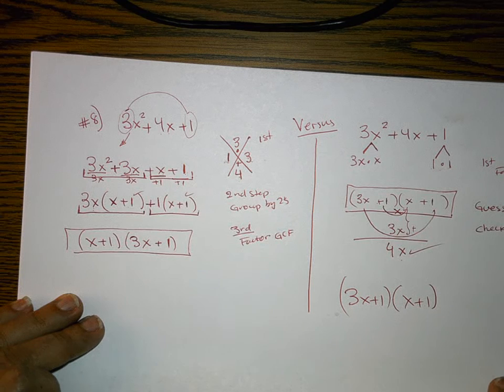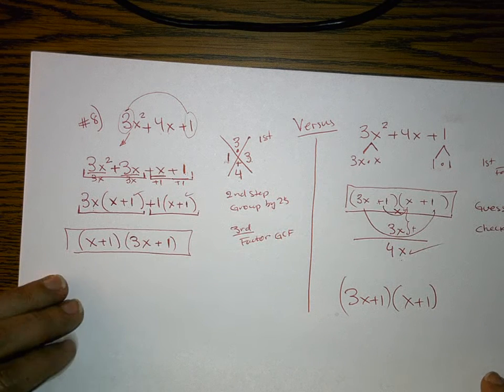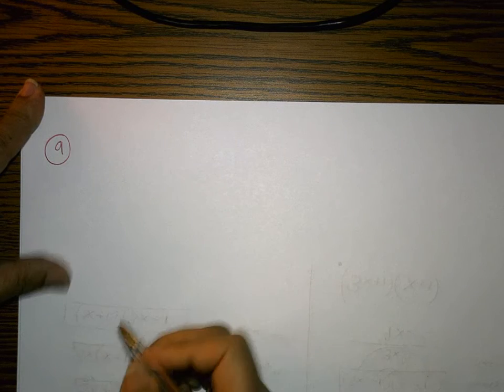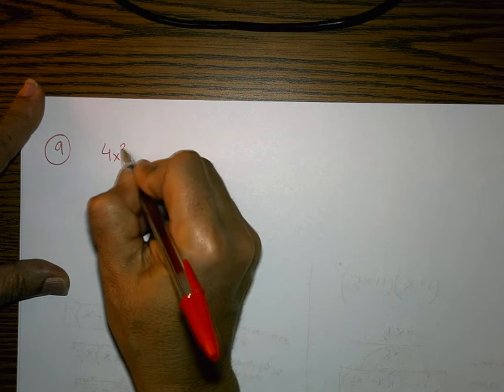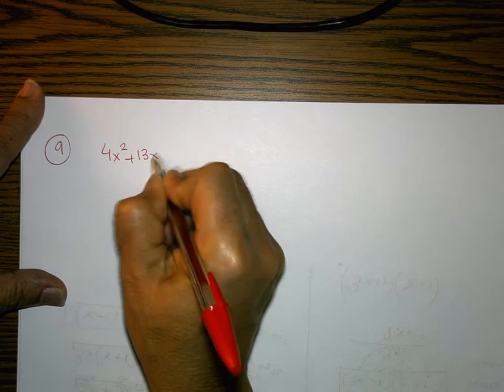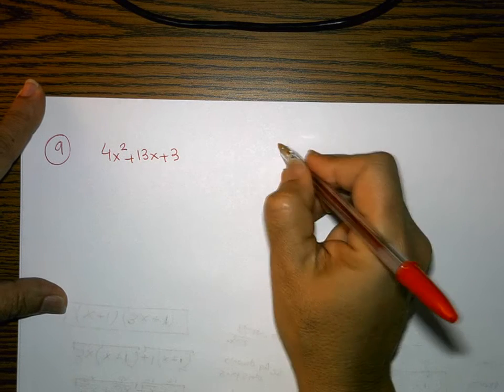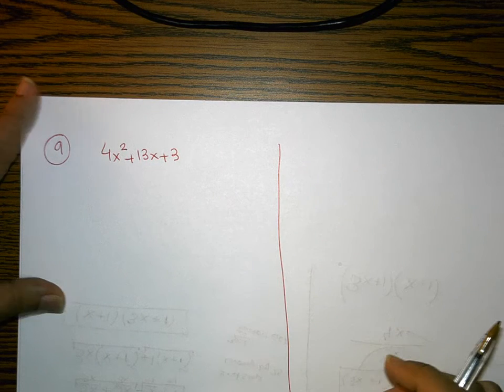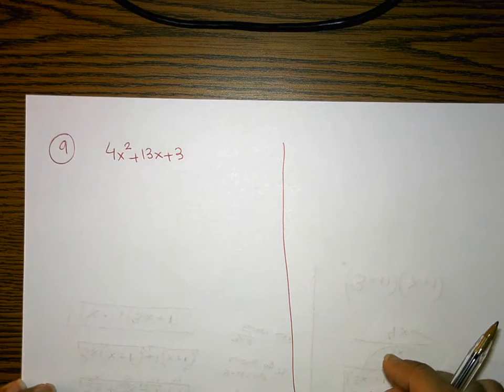Let me do one more. Let me do number 9 in both ways so you can see which way you like better. And then once you choose one, stick to it. Okay? Let's do problem number 9. Number 9 says 4x squared plus 13x plus 3. We're going to do guess and check in just a minute. Okay? Let's do the x factor first.